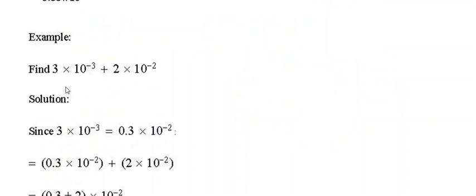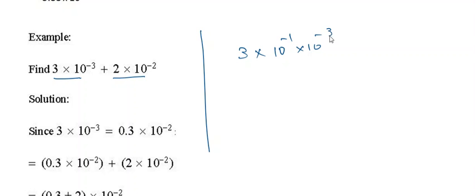Okay, let us consider another example. Add 3 into 10 power minus 3, 2 into 10 power minus 2. How can we go? So we need to make it to the same 10 power. So you can put 3 into 10 power minus 3 can be written as 10 power minus 1 into 10 power minus 3 plus 2 into 10 power minus 2.